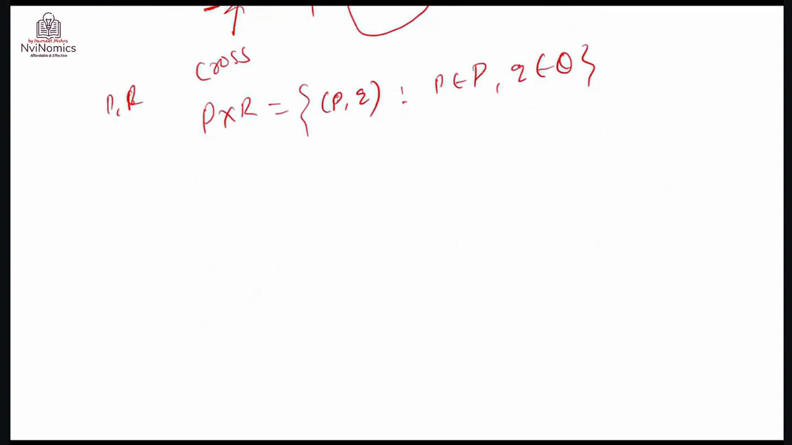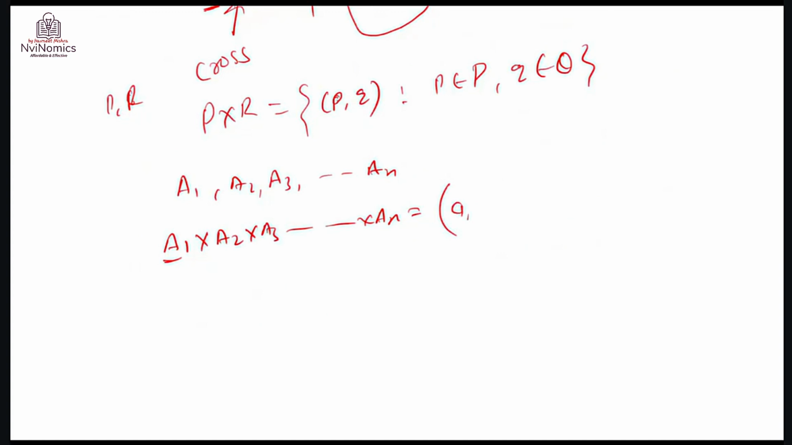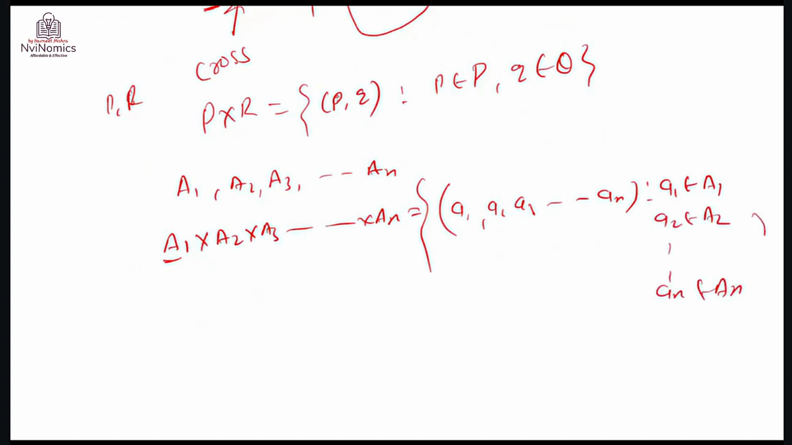Fine. Similarly, suppose we have n sets a1, a2, a3, and so on up to an. So how many sets? There are n sets. Here I can write a1 cross a2 cross a3 and so on up to cross an. And what do we need to write? A member of a1, a member of a2, a member of a3, and so on up to an. So I write (a1, a2, a3, ..., an), where a1 belongs to A1, a2 belongs to A2, and so on, an belongs to An. Okay, this is the Cartesian product of n sets.